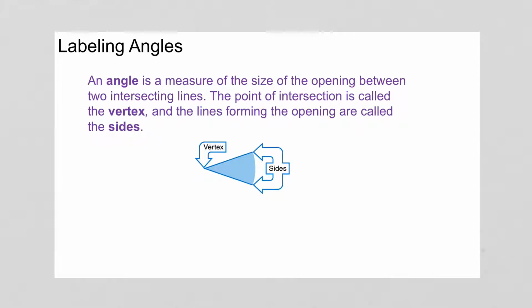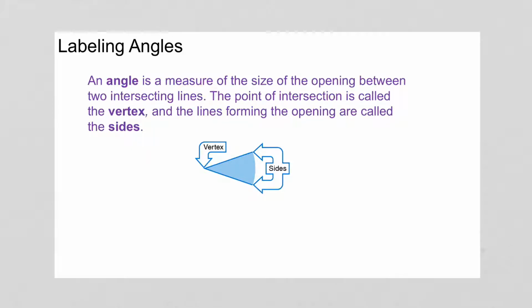An angle is a measure of the size of the opening between two intersecting lines. So the lines, called rays themselves, are not the angle. It's everything inside that's shaded in light blue there.